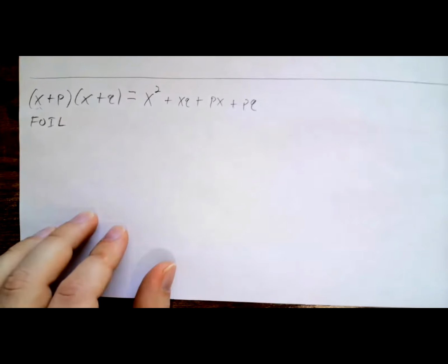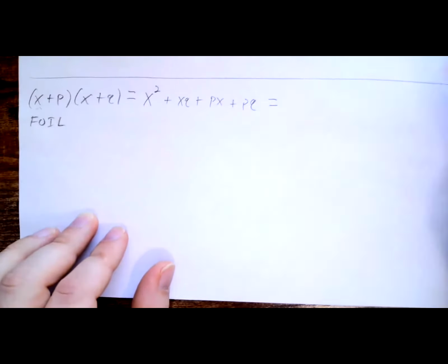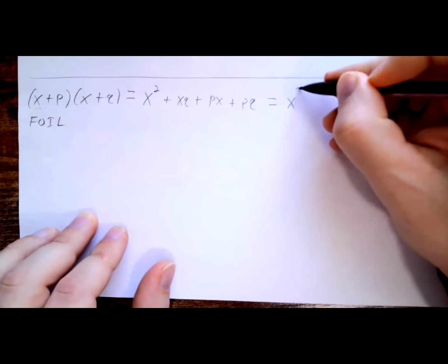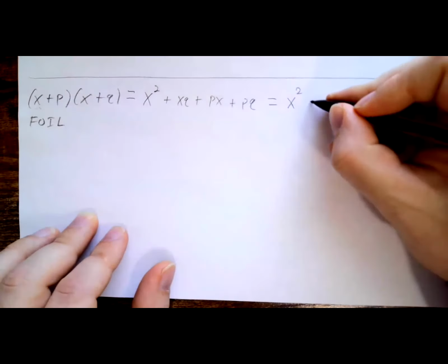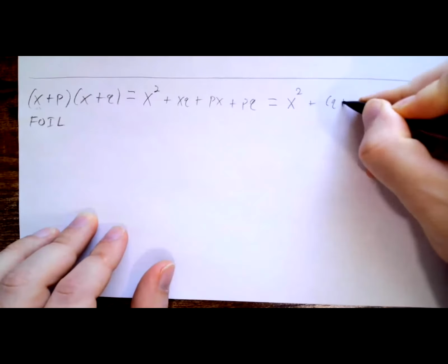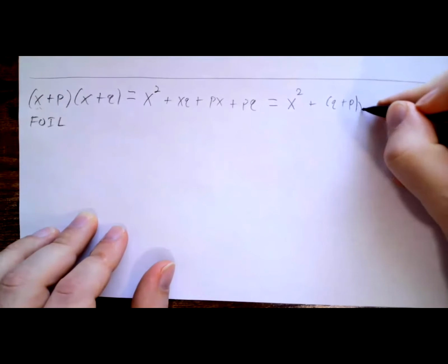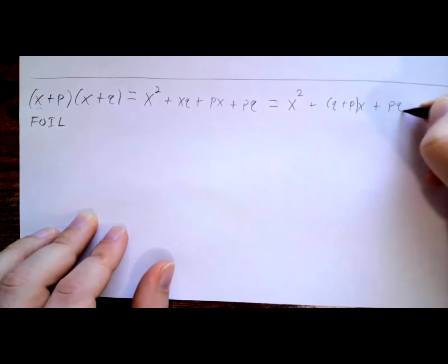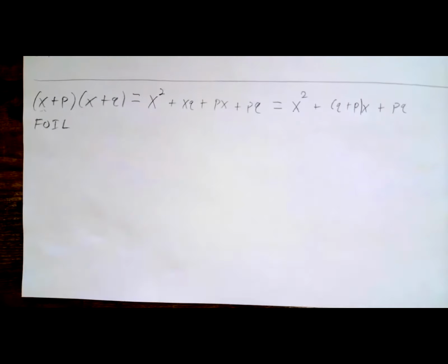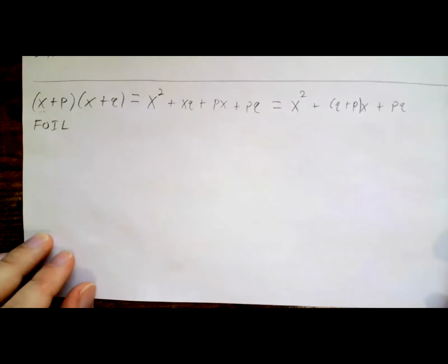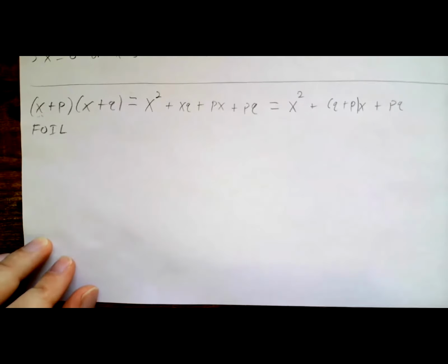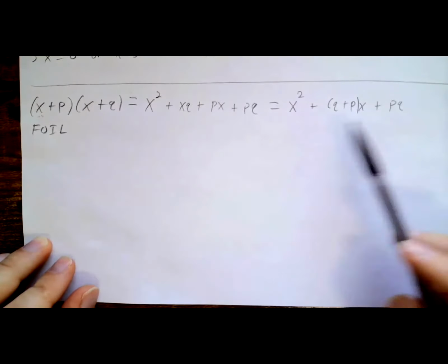p times q. And I actually like to simplify this. So I think there's one more step, which is x squared plus q plus p times x plus p times q. So why do we care about this? What we're going to do in today's lesson is we're going to do this process in reverse.